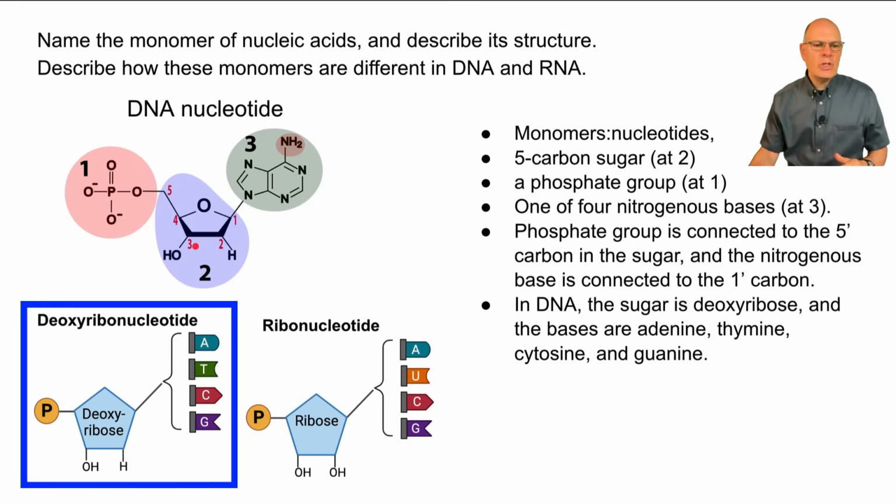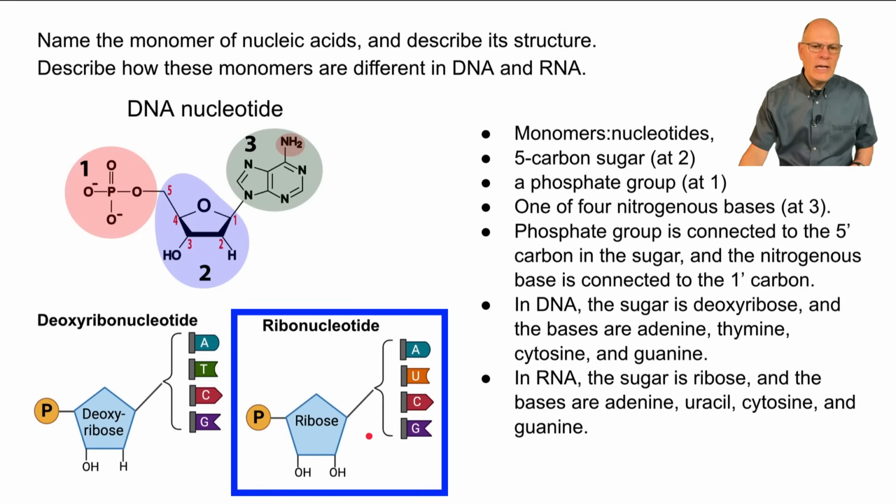In DNA, the sugar is deoxyribose, and there are 4 bases: adenine, thymine, cytosine, and guanine. In RNA, the sugar is ribose, and the bases are adenine, uracil, cytosine, and guanine.